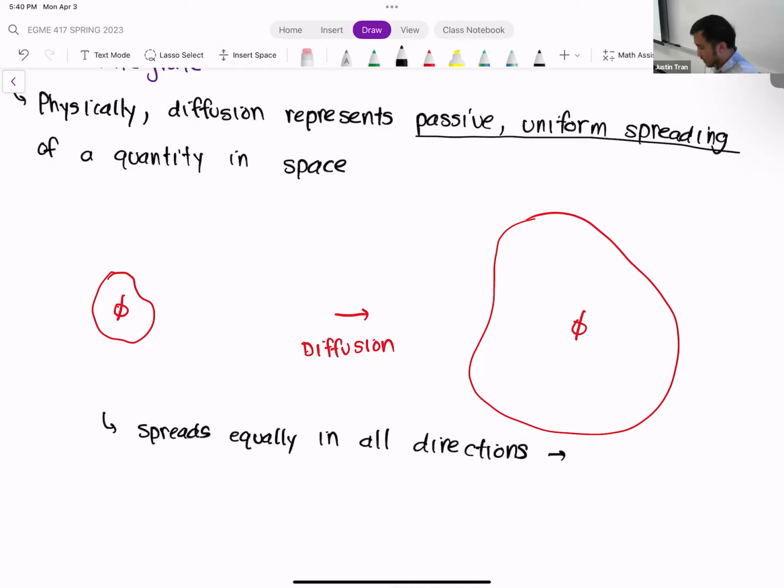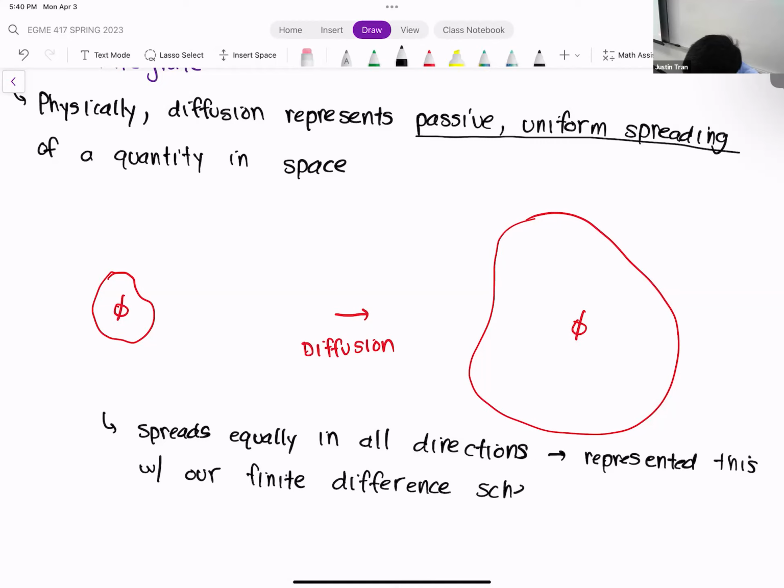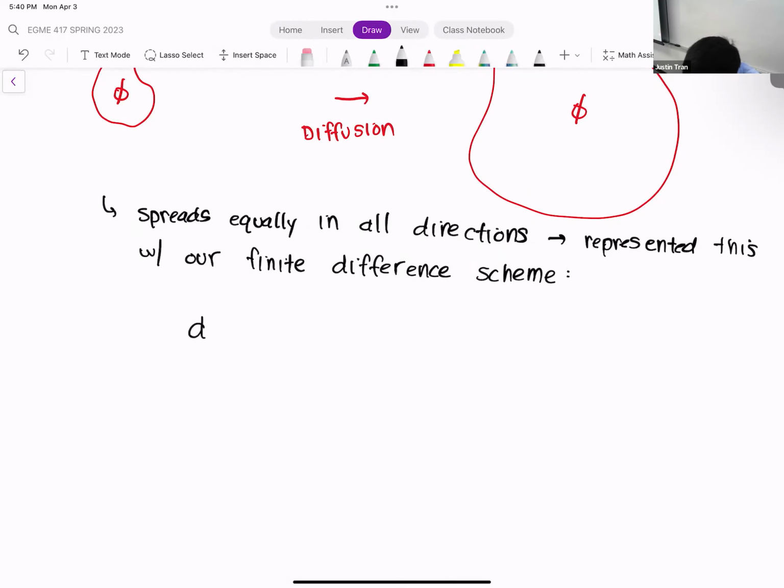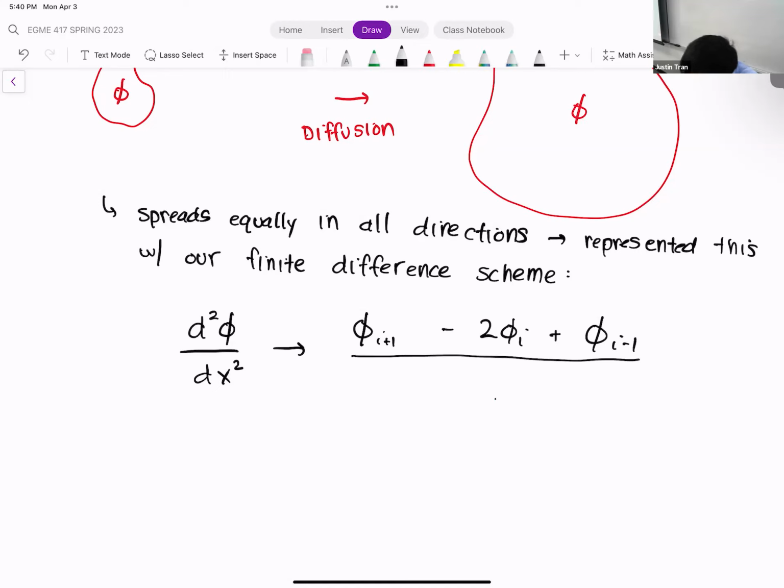And this characteristic of spreading equally in all directions was represented in its finite difference scheme. If you recall, our diffusion term, our second order derivative, in 1D we ended up with a scheme that looked like this: phi i+1 minus 2 phi i plus phi i-1, divided by delta x squared.